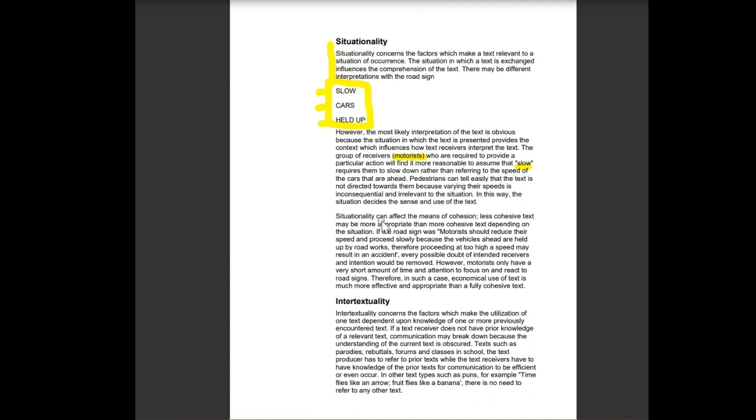However, situationality can affect the means of cohesion. Can you see? This one, for example, doesn't have cohesion. In this case, a less cohesive text may be more appropriate than a more cohesive text depending on the situation. If the road sign was "Motorists should reduce their speed and proceed slowly because the vehicles ahead are held up at roadworks. Therefore, proceeding at too high a speed may result in an accident," every possible doubt about intended receiver and intention would be removed. So this is important in this case for situationality.